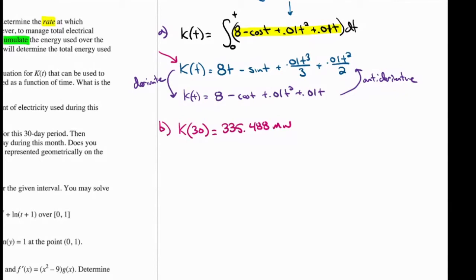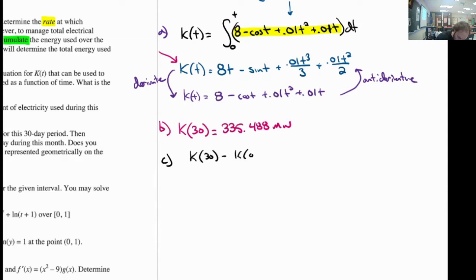Webcam. Hello. Now, if we're going to do the average using the derivative version, what we need is capital K of 30 minus capital K of 0 over 30 minus 0. Now, what's nice is that we've already done most of the work for this problem. We already did K of 30 in part B, 335.488. I know that K of 0 is 0, and this is all divided by 30.